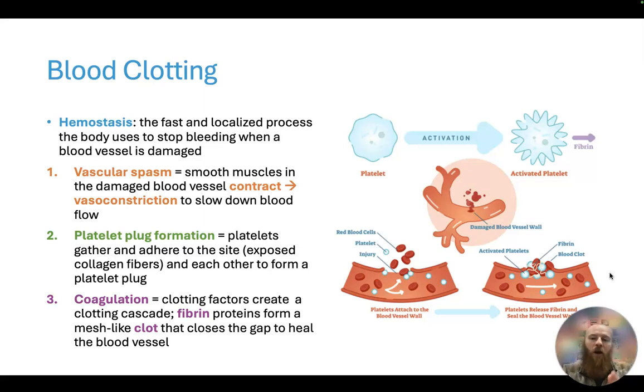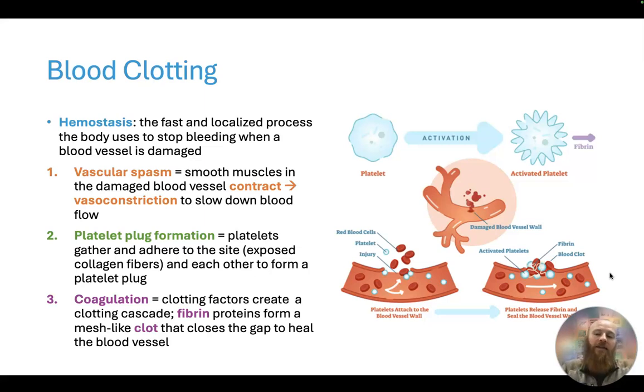The second phase is our platelet plug formation. This is where our platelets, again, those key players in creating blood clots, are going to gather and adhere to the site of damage. Where we have that damage, we actually have now exposed some inner collagen fibers. The platelets can grab onto that, and they can also grab onto each other. They're very sticky that way. And by grabbing on to that site, they're able to create what we call a platelet plug. So we're going to plug that hole where the damage is so that we don't continue to lose a lot of blood from that vessel.